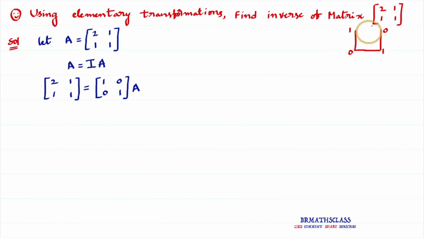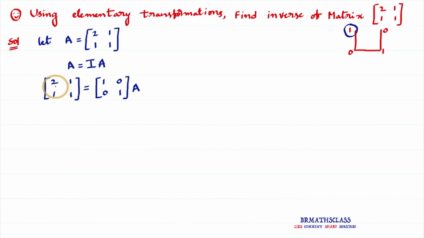Okay, you observe here. What is this? In this place here 1 is there. But here 1 is not there. What I am trying to do is convert this matrix into identity matrix. In identity matrix, first element must be 1. But here 1 is not there. So you should make this element 1.